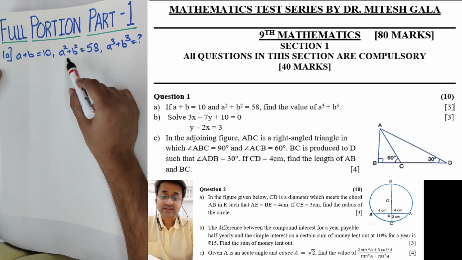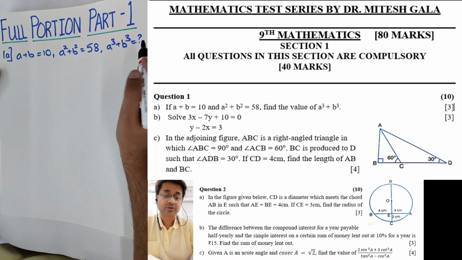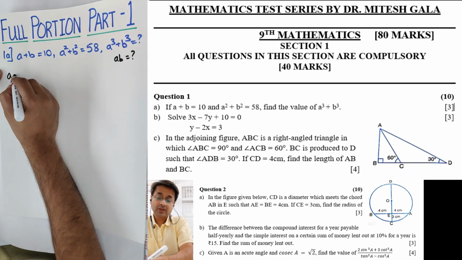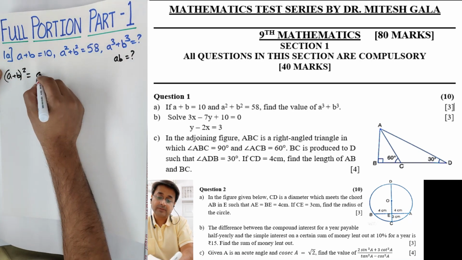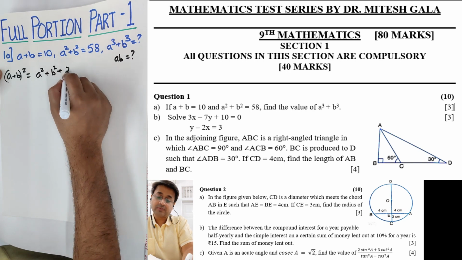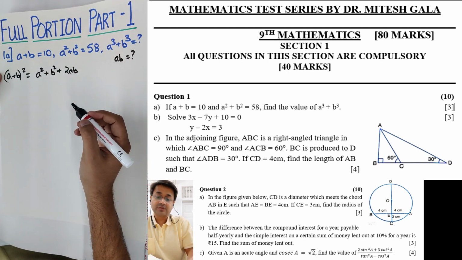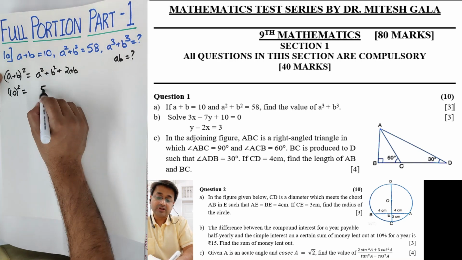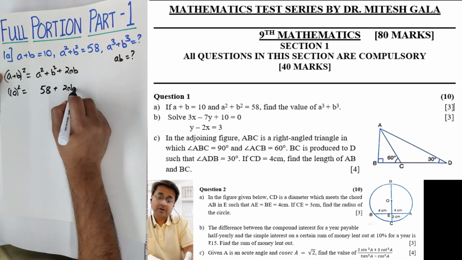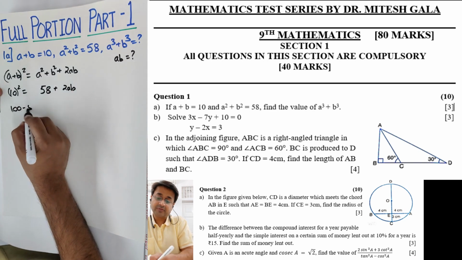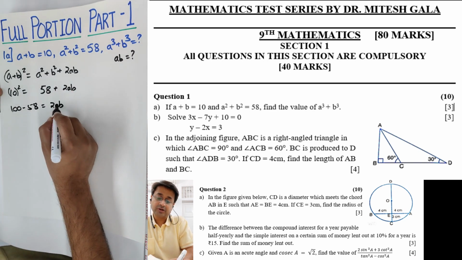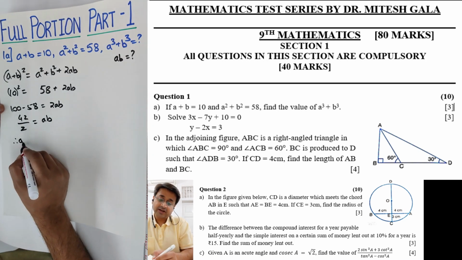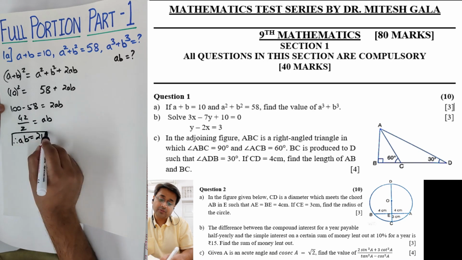You have a plus b as 10, a square plus b square as 58, and you need to find a cube plus b cube. So first what you actually need to find is ab. So we take a plus b the whole square, a square plus b square plus 2ab. So a plus b the whole square is basically 10 the whole square, a square plus b square is 58 plus 2ab. So I will get 100 minus 58 is equal to 2ab. So that should be 42 by 2 as ab. So finally I can say ab is 21.